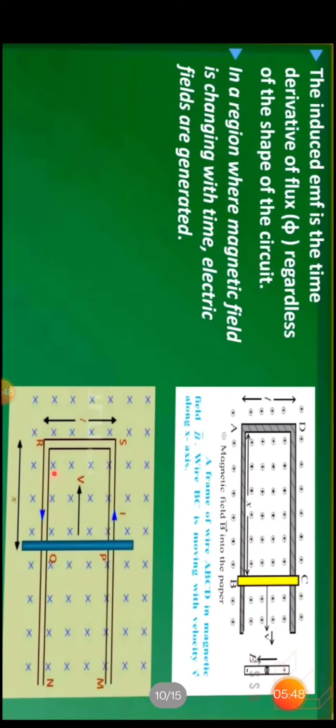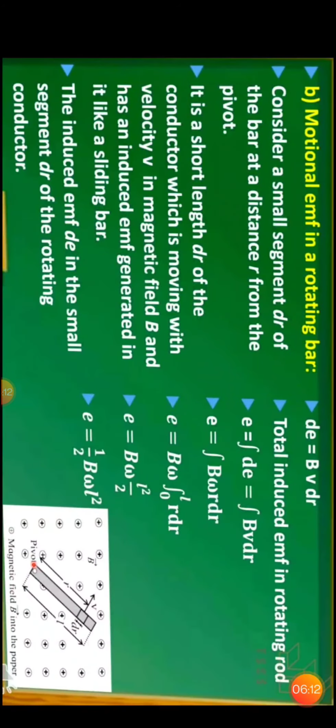the induced EMF is the time derivative of flux phi, regardless of the shape of the circuit. In a region where the magnetic field is changing with time, electric fields are generated. Now next, motional EMF of a rotating bar.